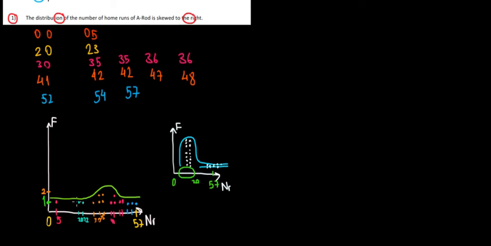But what we notice is that the frequency is pretty symmetrical. We have a couple of observations on this tail, a couple of observations on that tail, and slightly more in the middle. So no, it doesn't look like a skewed distribution, meaning that the answer to our question is going to be false, and we are done.